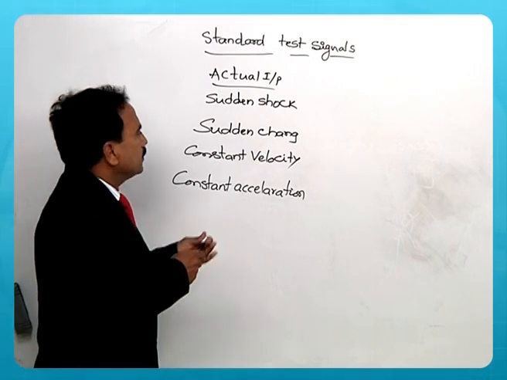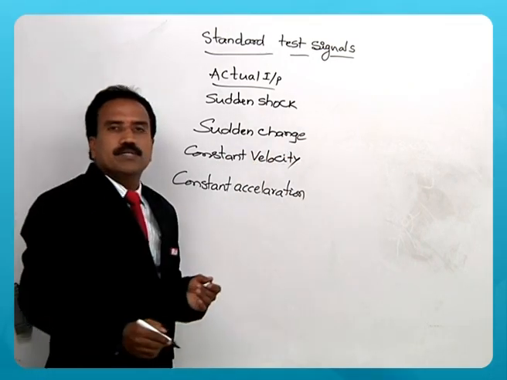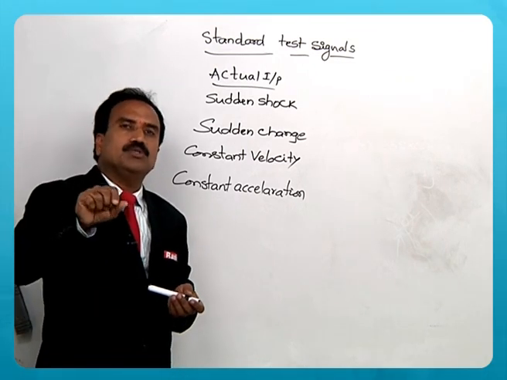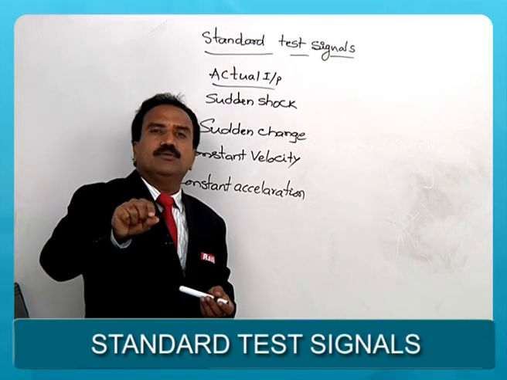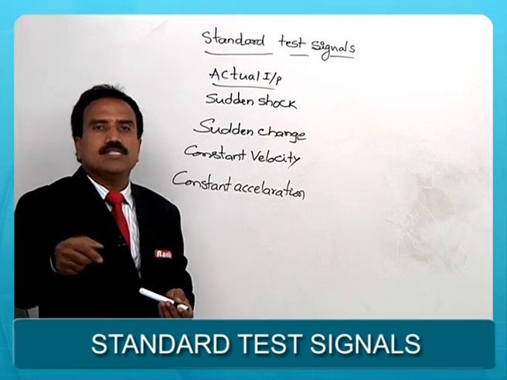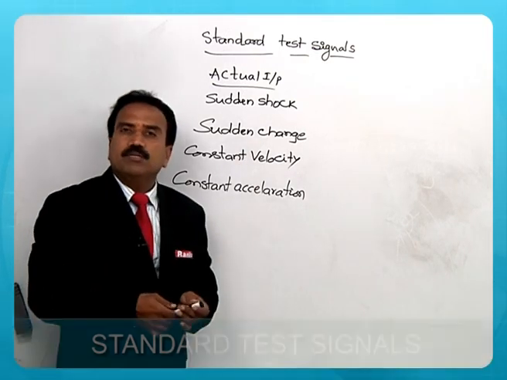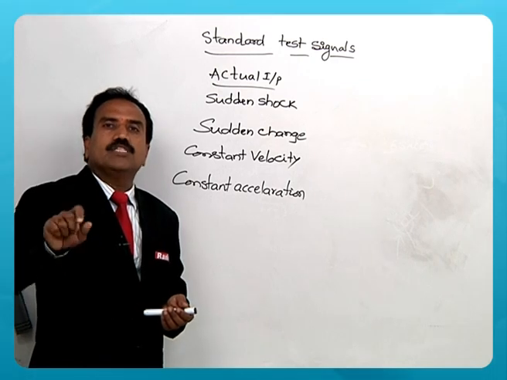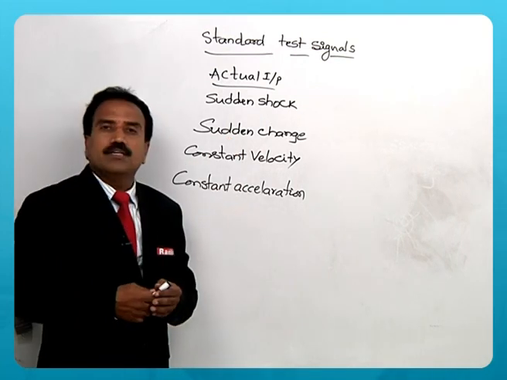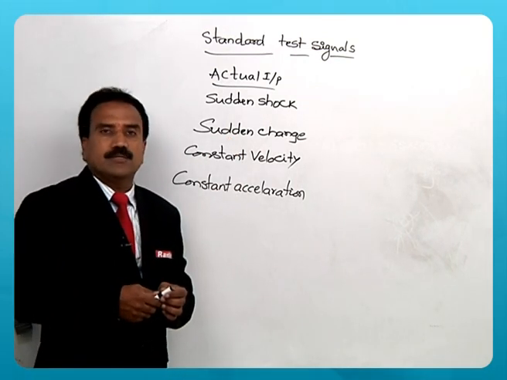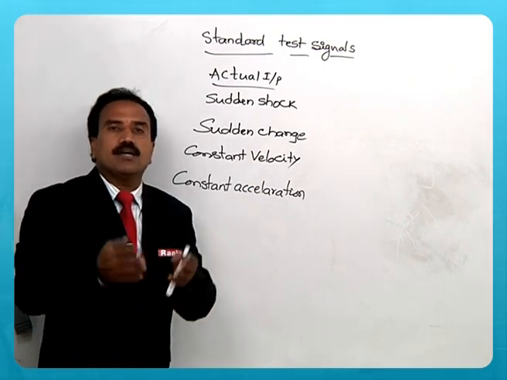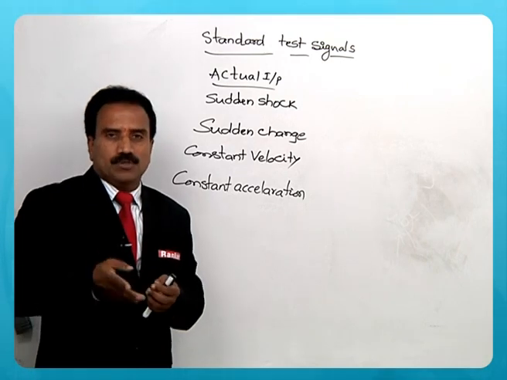Sudden change happens in every control system. In a temperature control system, when you wish to change the temperature from one value to another, say 40 degrees to 50 degrees, that is a sudden change, and that will be the input. In a pressure control system, a change of pressure from one value to another may happen in any control system as a matter of fact. Similarly, constant velocity and constant acceleration are the nature of inputs to the control system.